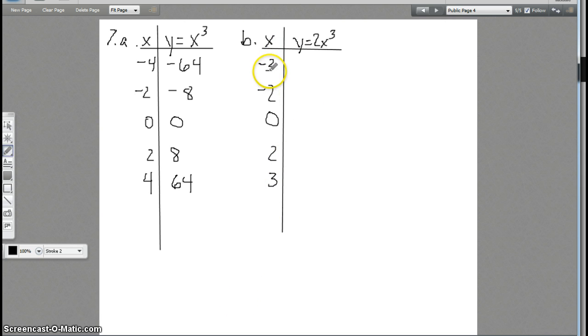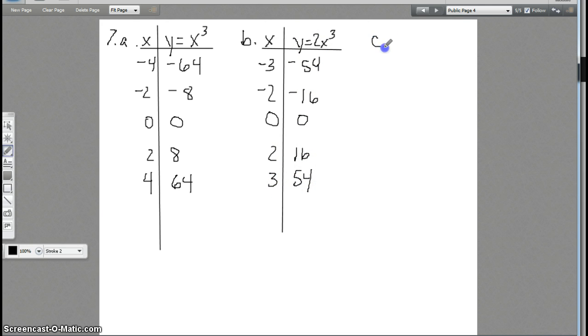So -3 cubed is -27. And when I multiply that by 2, I get -54. -2 cubed is -8. When I double that, I get -16. 0 cubed is 0. When I double that, I still have 0. 2 cubed is 8. When I double that, I have 16. And then down here at the bottom, 3 cubed is 27. When I multiply that by 2, I get 54. So those are my data points for the equation in part B.